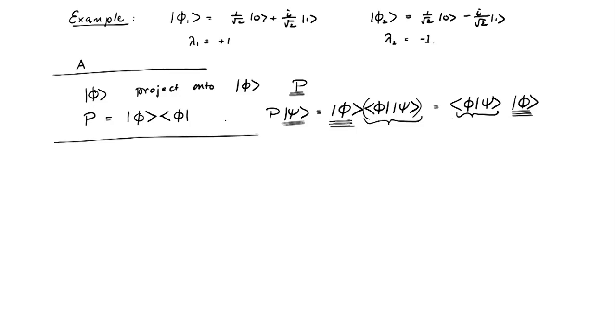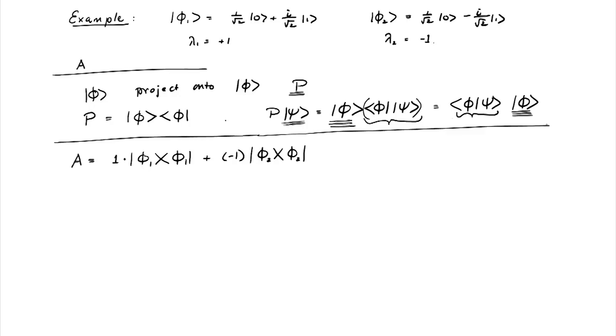But let's see what we'd like. I claim that what we can do is create the matrix A as the projection onto phi 1 with coefficient lambda 1, plus the projection onto phi 2 with coefficient minus 1. Now, why would this be a Hermitian matrix with eigenvectors phi 1 and phi 2 and eigenvalues plus 1 and minus 1?